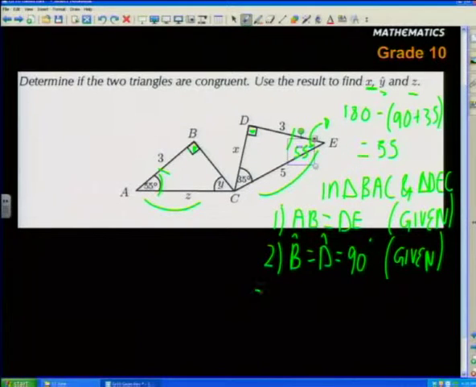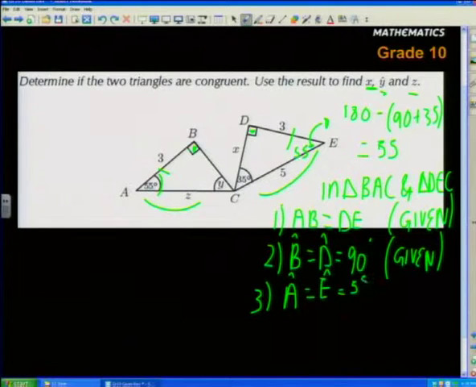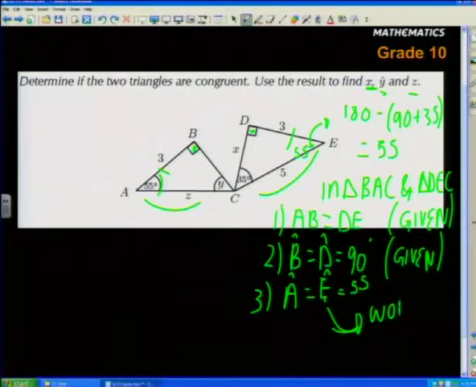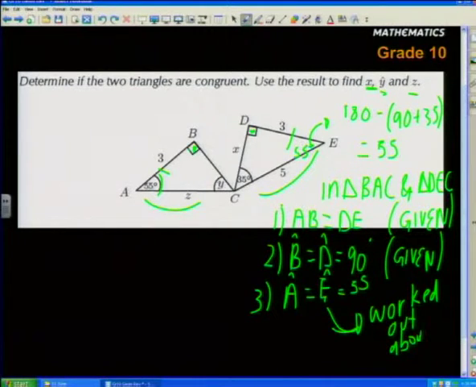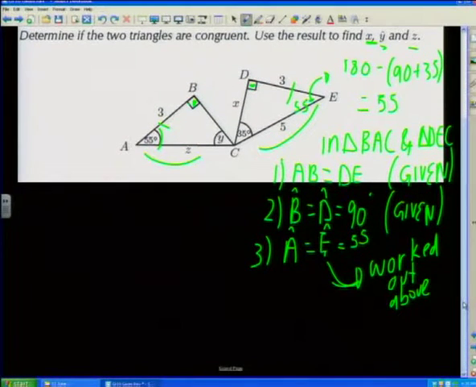And then the third thing was the thing that we had to actually work out. So angle A is equal to angle E is equal to 55 degrees. And remember this angle E, you would have had to first show the working of how we worked out. So we worked this out above. Therefore, they were both equal to 55 degrees, so they were equal to each other.